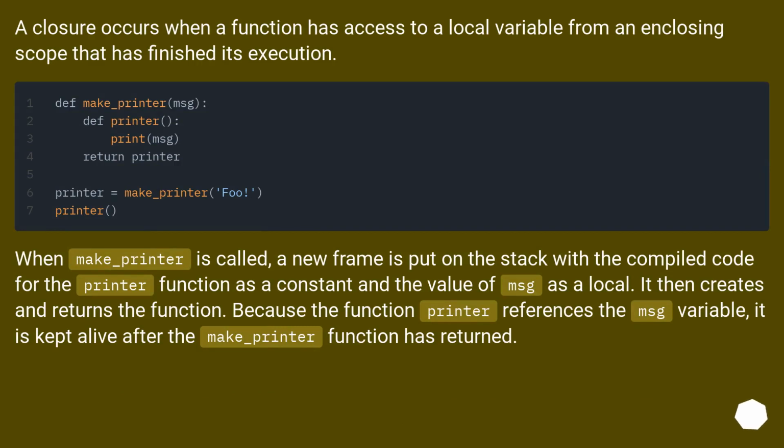A closure occurs when a function has access to a local variable from an enclosing scope that has finished its execution. When make_printer is called, a new frame is put on the stack with the compiled code for the printer function as a constant and the value of message as a local. It then creates and returns the function. Because the function printer references the message variable, it is kept alive after the make_printer function has returned.